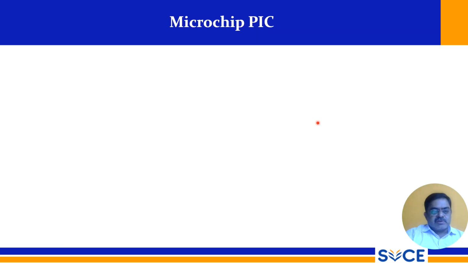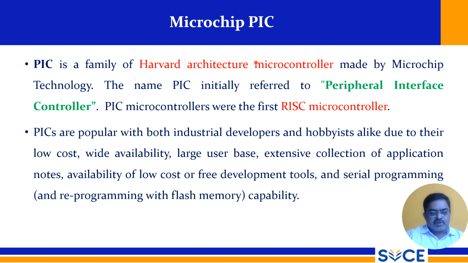So students, the PIC is the PIC microcontroller, and Microchip is one of the manufacturers like Intel. PIC is a family of Harvard architecture microcontrollers made by Microchip Technology. The name PIC initially referred to Peripheral Interface Controller. So P stands for peripheral, I stands for interface, and C stands for controller.